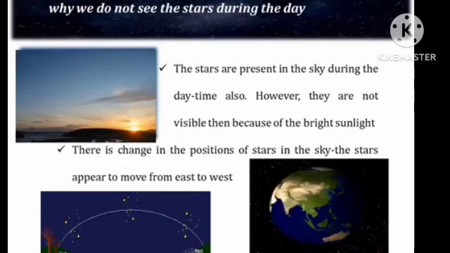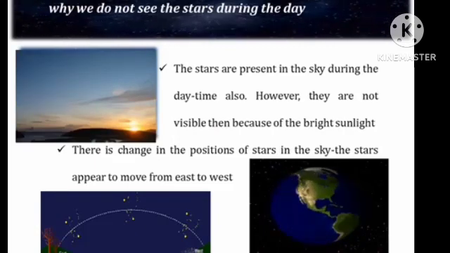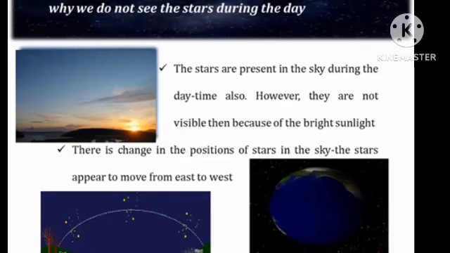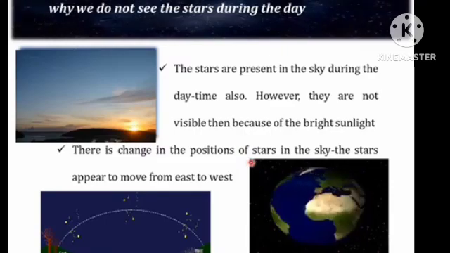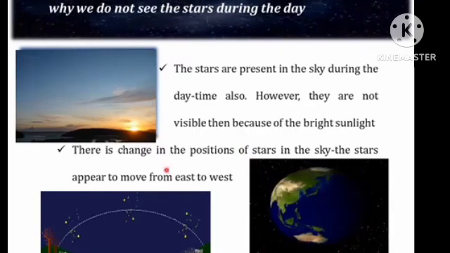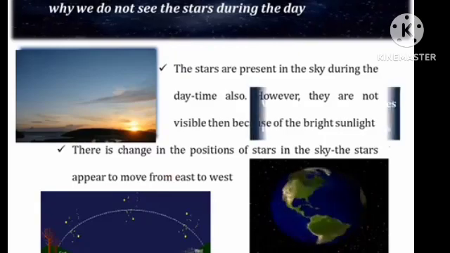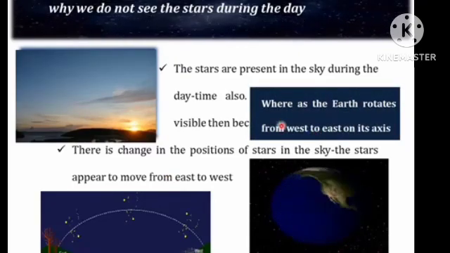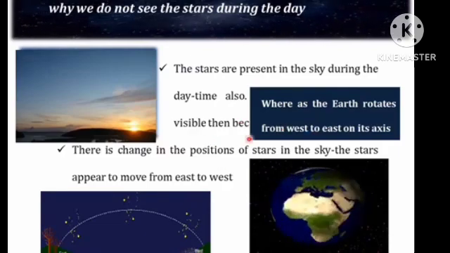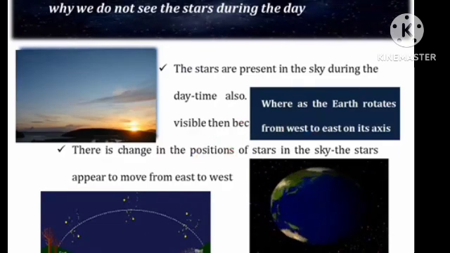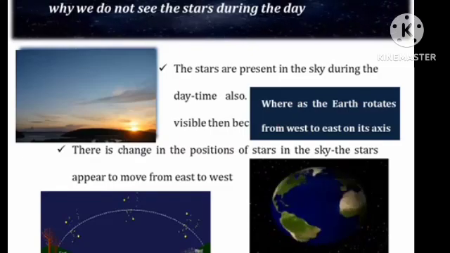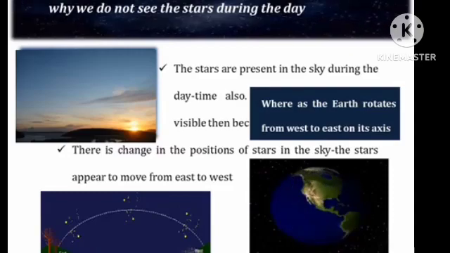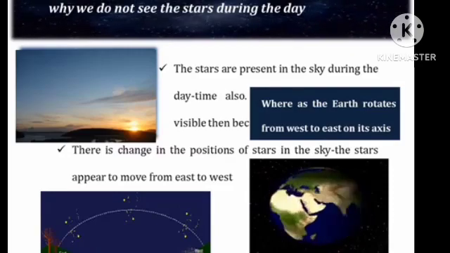Now, if we observe a prominent star or a group of stars in the sky for about 2 hours or more, we are able to find that there is a change in the position of the stars in the sky. The stars appear to move from east to west. Why is that? It is because the earth rotates from west to east on its axis. In order to understand this, let's consider an activity. If you are in a train moving forward, we can observe that the nearby trees and buildings appear to move in the backward direction.